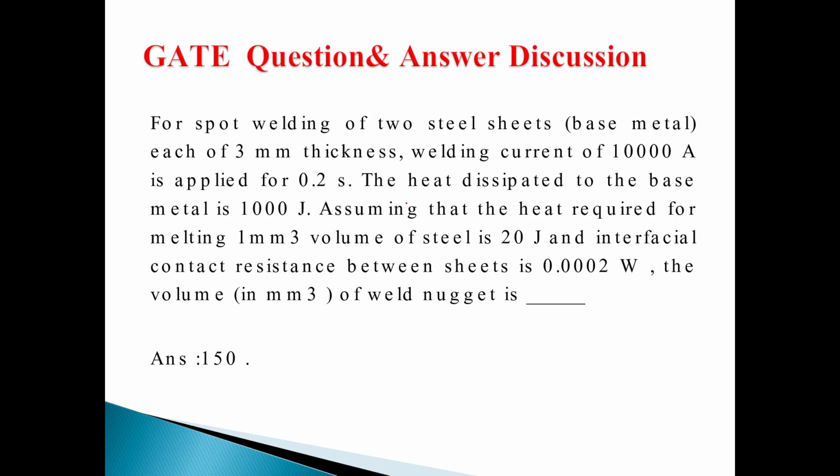Next is a problem. For spot welding of two steel sheets, each of 3 mm thickness, a welding current of 10,000 amps is applied for 0.2 seconds. The heat dissipated to the base metal is 1000 joule, assuming that the heat required for melting 1 mm cube volume of steel is 20 joule. The interfacial contact resistance between the sheets is 0.0002 ohm. The volume of the weld nugget is what we have to find out.